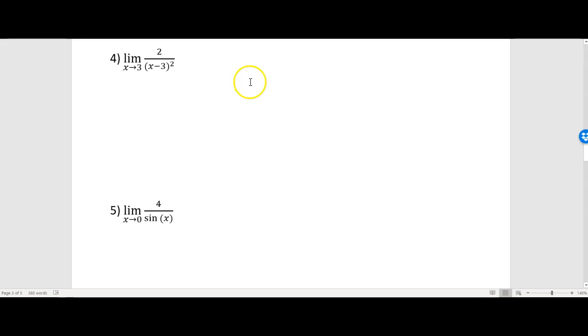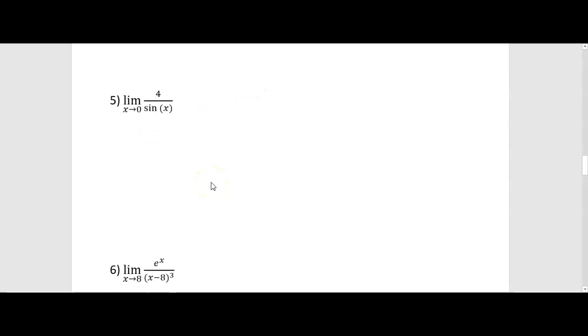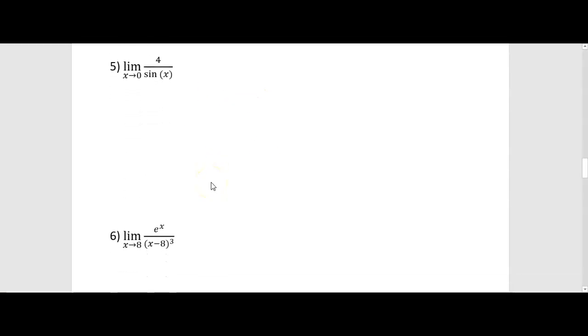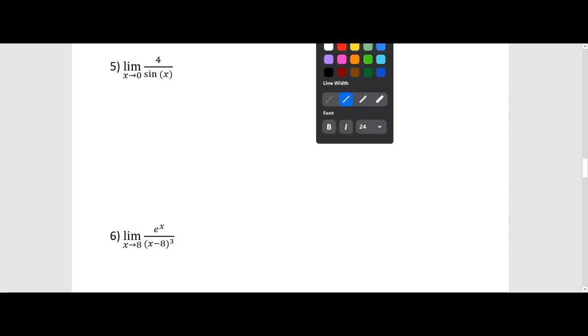All right, we are going to head back, and we are going to look at number 5 to finish off our set of 3 practice problems. Now, number 5 has a trig function in it, which is good because numbers 3 and 4 didn't, and it's a little bit trickier when we think of the one-sided limits.